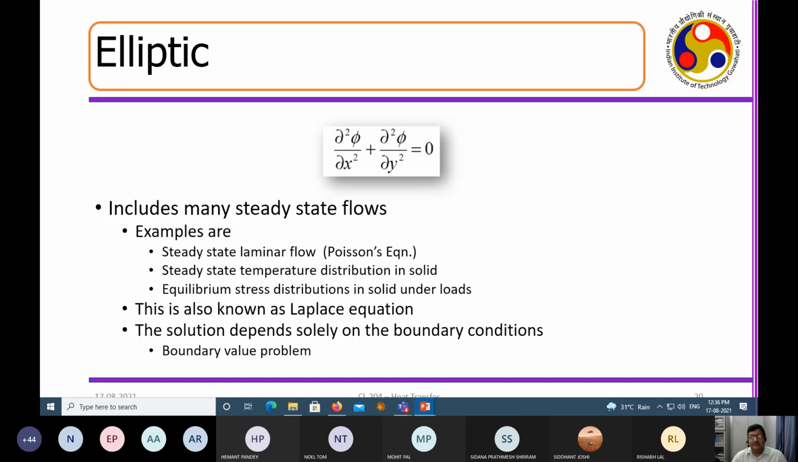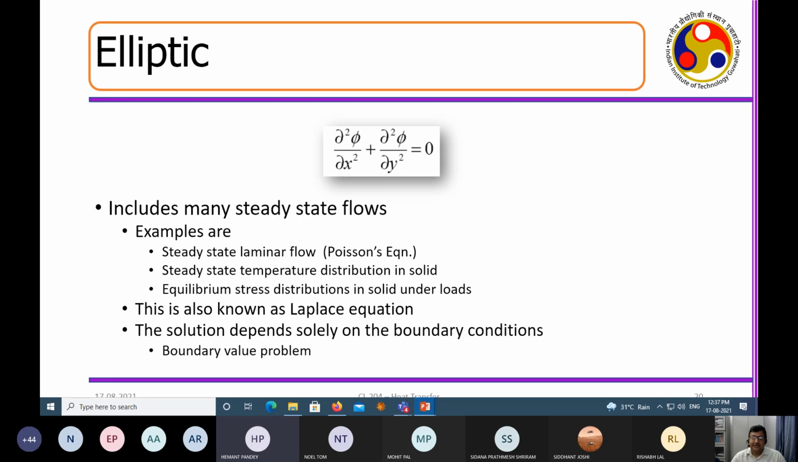By the way, how many boundary conditions do I require to solve this problem? This particular differential equation, if I want to solve, how many boundary conditions do I require? Anybody has any idea? 2. How come? It is second order in x and second order in y, right? So how many boundary conditions do you require? It's a two-dimensional equation, right? How many boundary conditions do you require? 4. 4 boundary conditions you require, right?